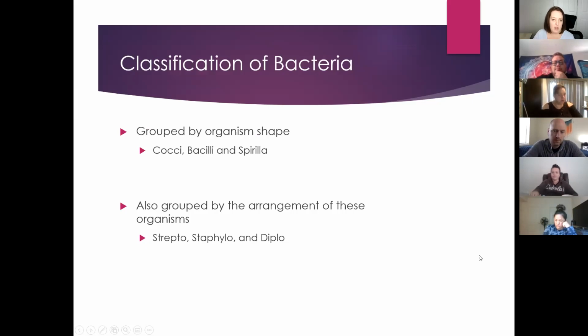So further classification of bacteria. So we can have them grouped by the shape of the organism, and we're going to go over each of these individually. So we have cocci, bacilli, and spirilla. So this would be morphology here, grouped by shape, morphology. And then we can further break them down and also group them on how they're arranged. So strepto, staphylo, and diplo. And we're going to go over each of these.